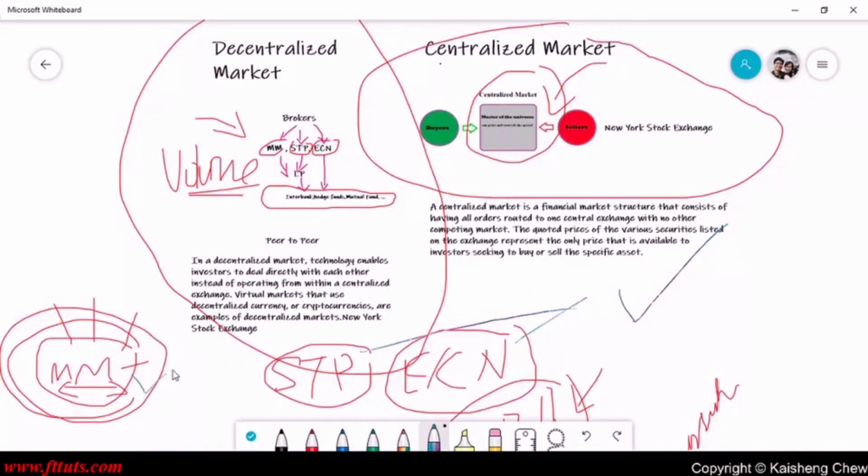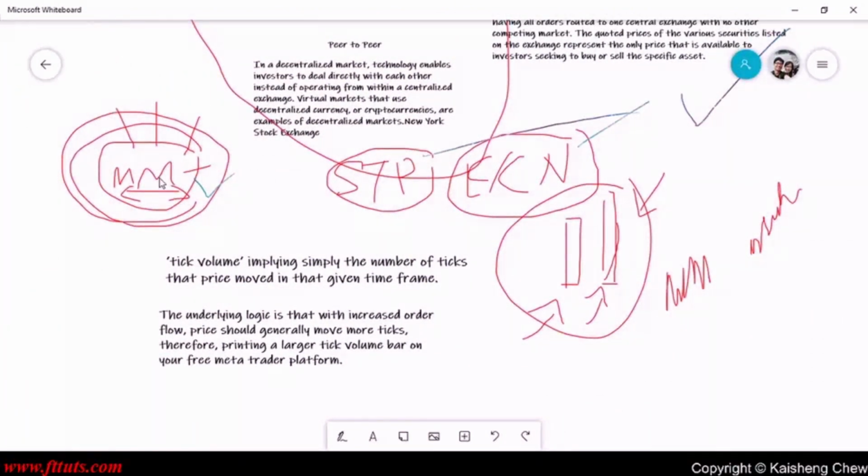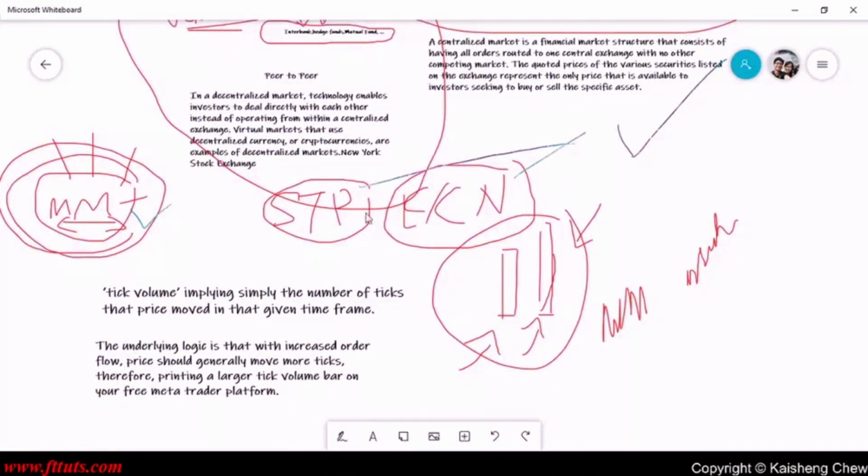the market maker. But anyway, I haven't personally tested with the market maker yet, but I think it will still be quite accurate. But if you want to be more accurate, then ECN will be the best. Okay, ECN. So personally, I'm using the broker.